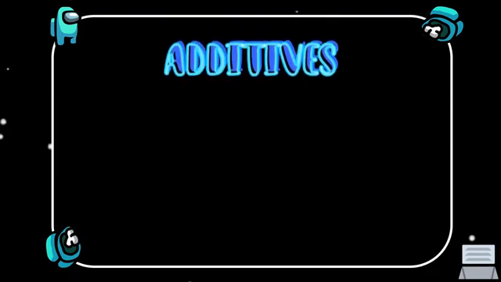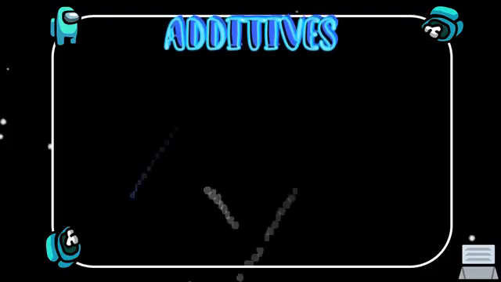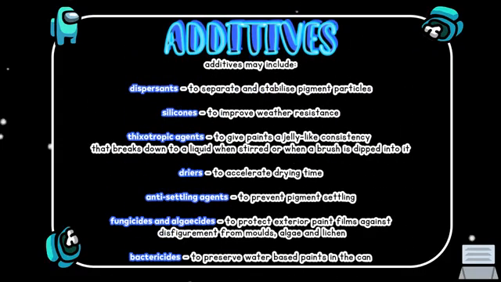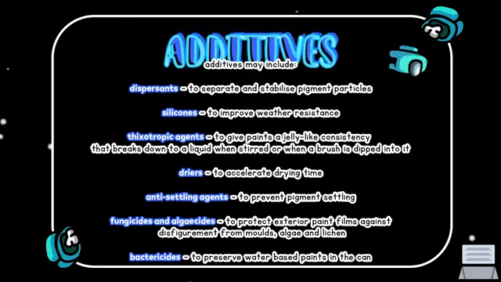Lastly, additives. To enhance certain properties, such as ease of brushing, mold resistance, scuff resistance, drying and sag resistance. Additives may include dispersants, silicones, thixotropic agents, dryers, anti-settling agents, fungicides and algicides, and bactericides.